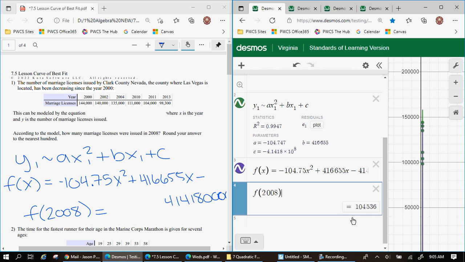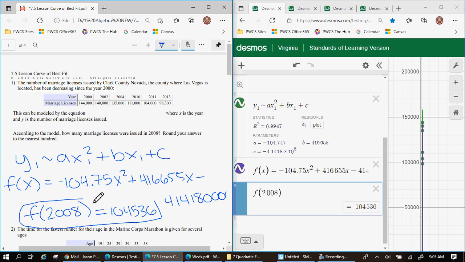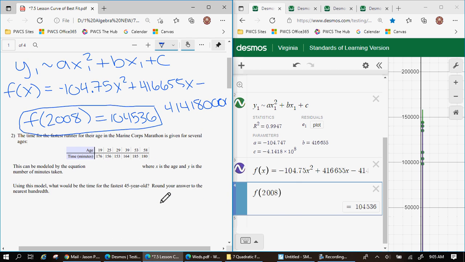It's 104,536. That means according to our equation we wrote, we'll estimate that this many marriage licenses were given out in 2008 in Clark County, Nevada, which I believe is where Las Vegas is. So let me do a couple more.